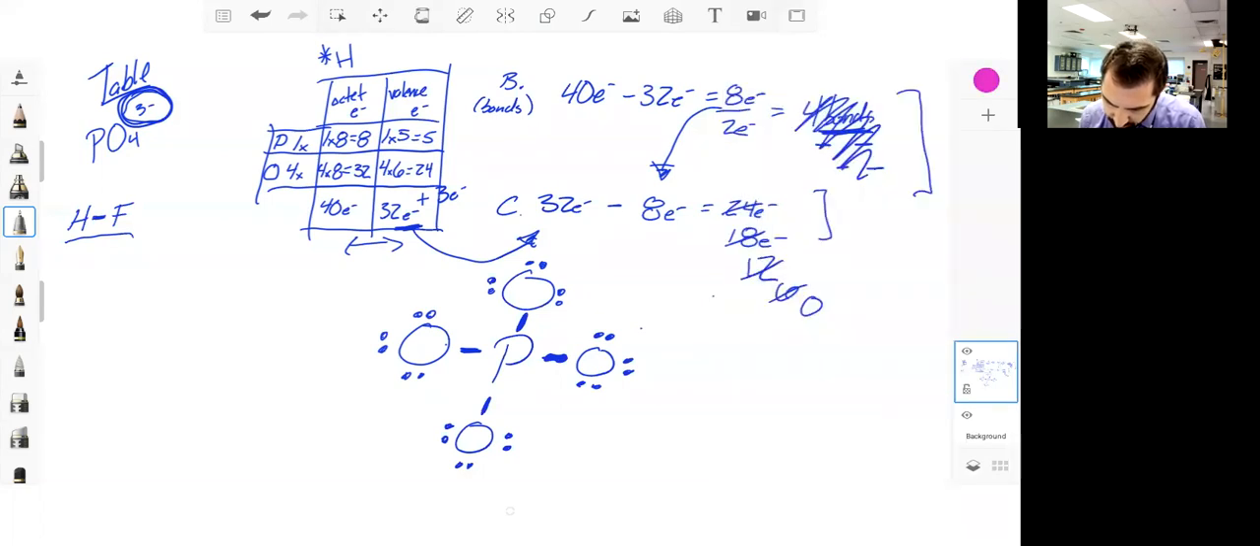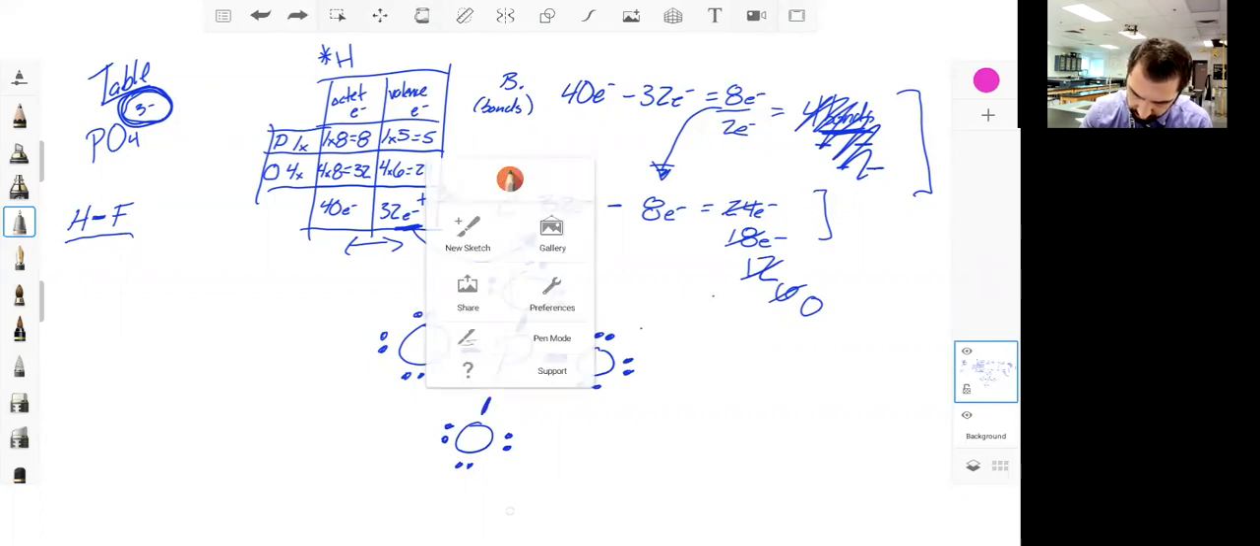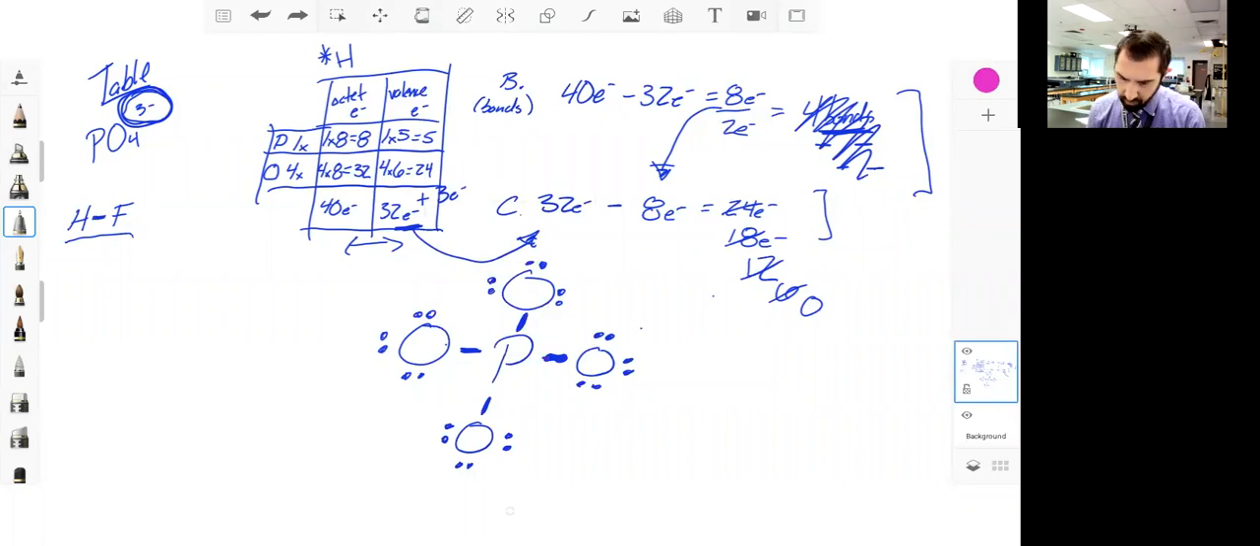And it does. Remember, each of these bonds constitutes 2 electrons. So if you think about each of those having 2 electrons to make that single covalent bond, then phosphorus does have octet around it. So to finish this up, everyone's happy. We've used up all of the electrons and bonds it's supposed to, according to the table. And all the atoms have octet.